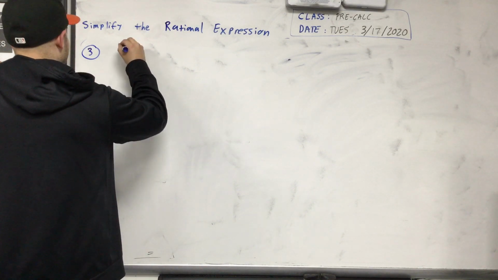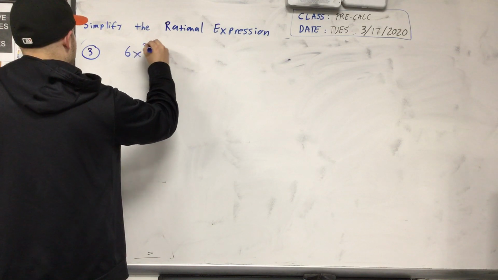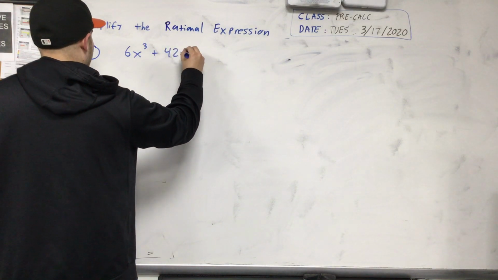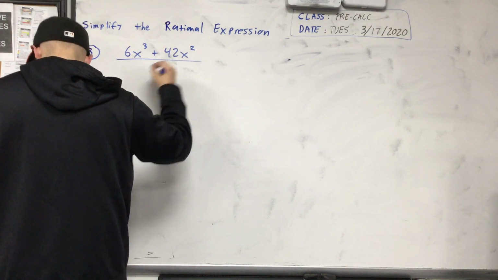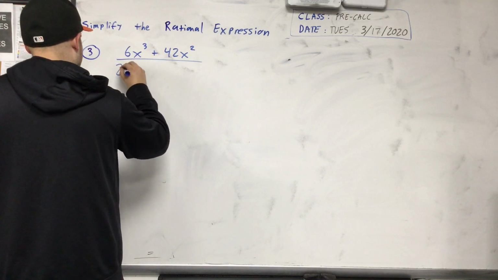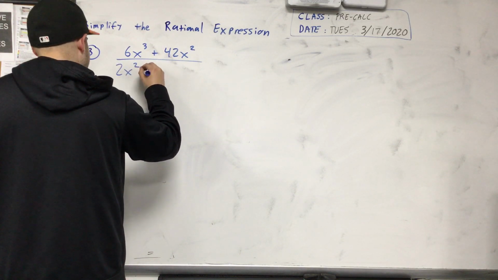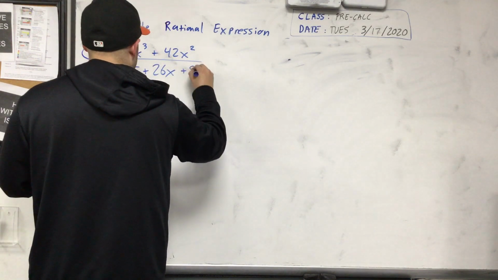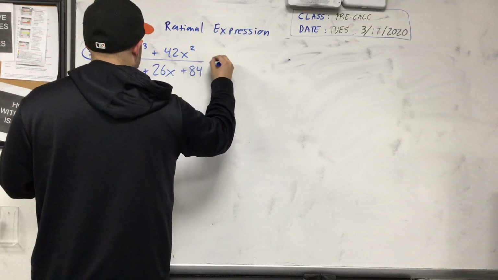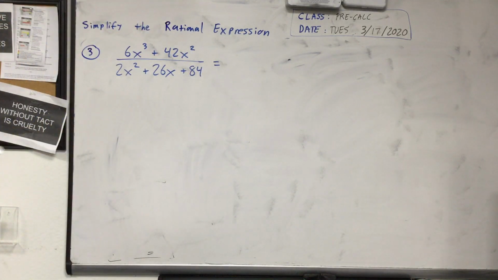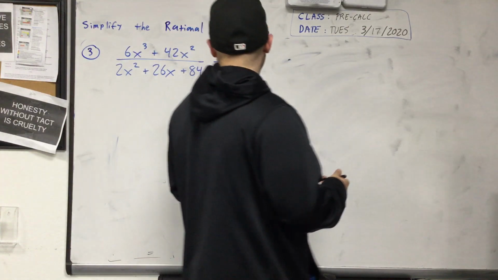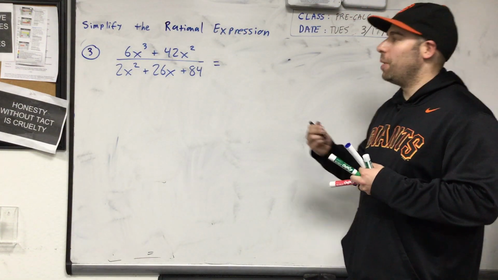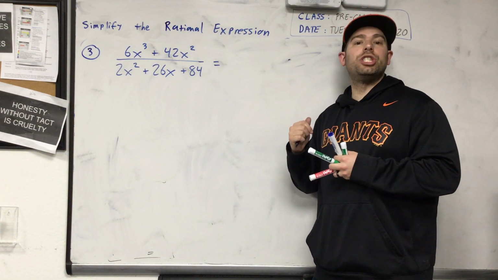6x cubed plus 42x squared over 2x squared plus 26x plus 84. Okay, a lot going on here. Once again, my first plan of attack is to factor the top and factor the bottom by looking for a GCF.